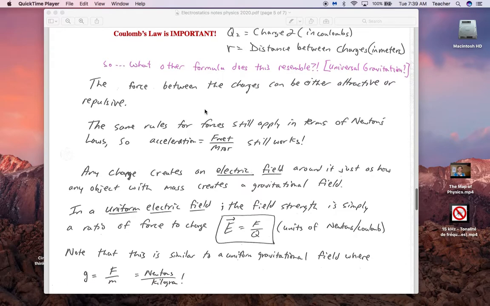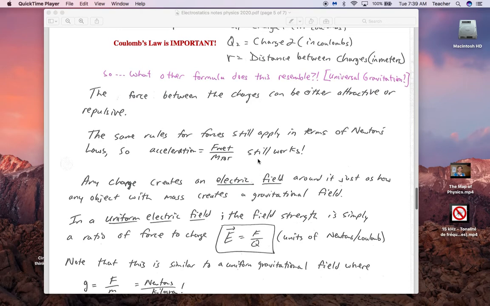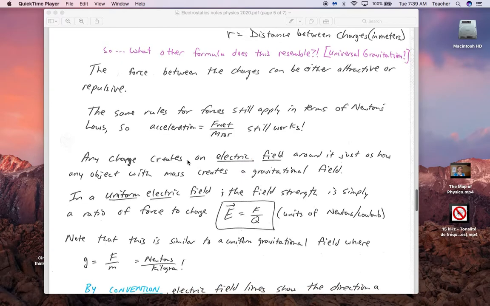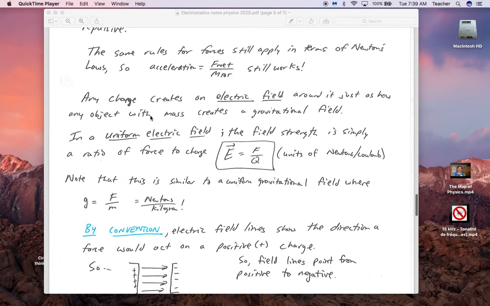Same rules of forces still apply in terms of Newton's laws. So Newton's second law still works, and Cole Johnson, your favorite law, Newton's third law, also works. So even if one of these charges is much more than the other, the force interacting between them would be the same. So any charge creates an electric field around it, just as any object with mass creates a gravitational field. For a uniform electric field, the field strength is simply a ratio of force to charge, newtons per coulomb.